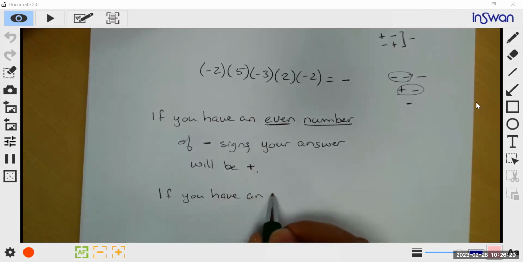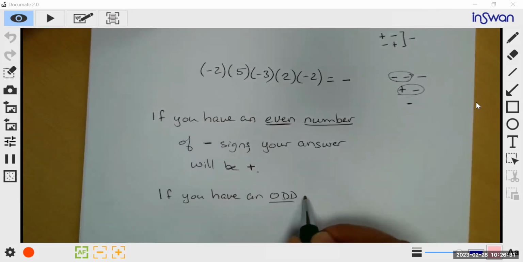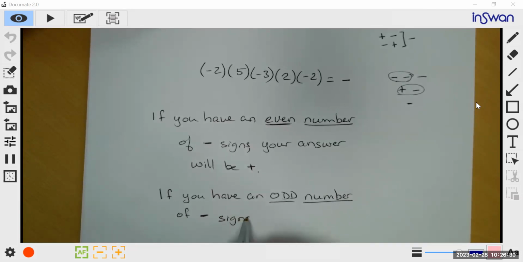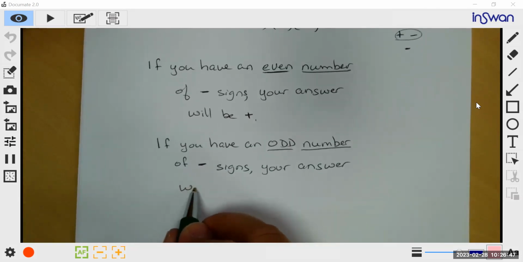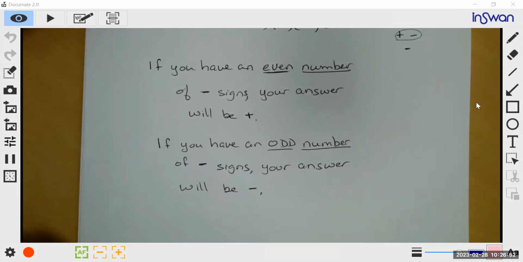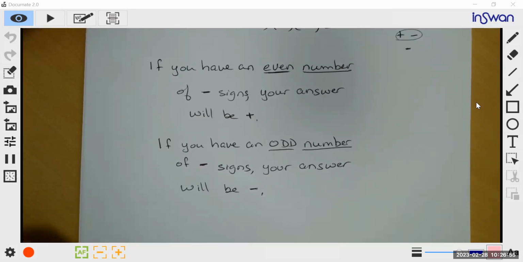If you have an odd number of negative signs, your answer will be negative. So look at it as odd or even. Odd is negative, even's positive.